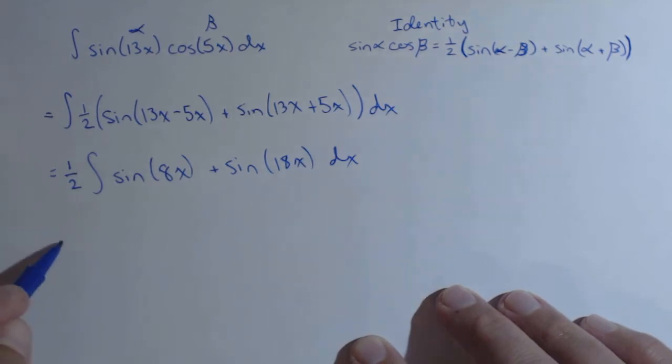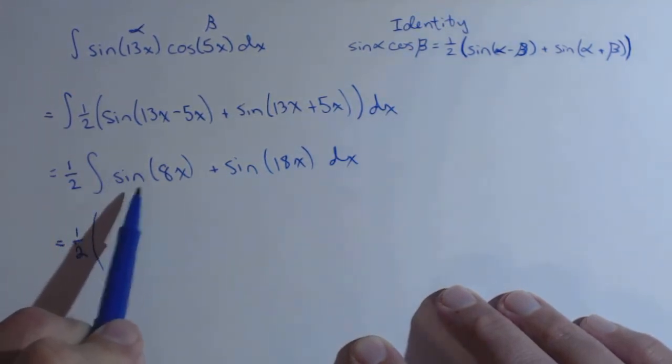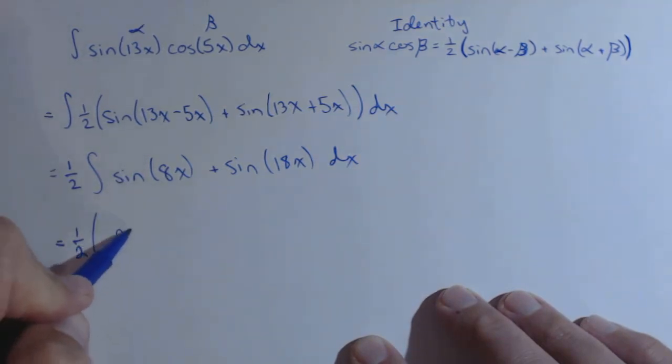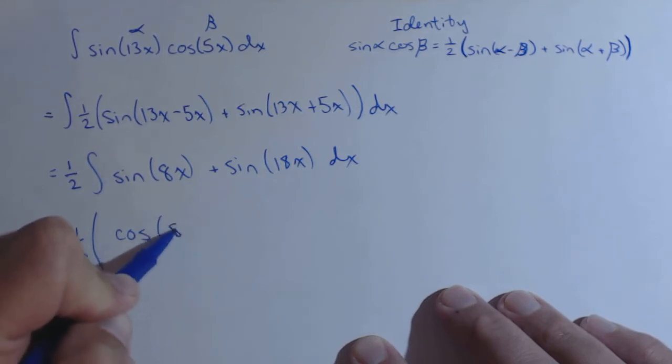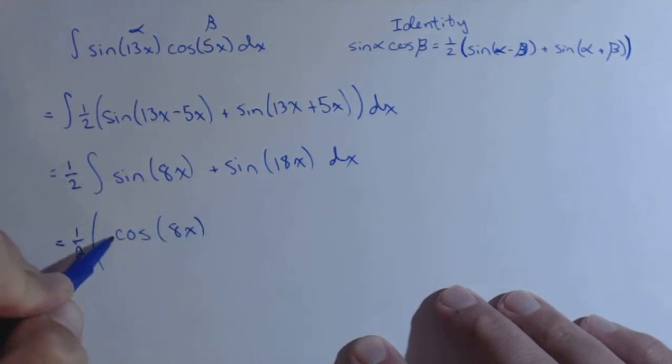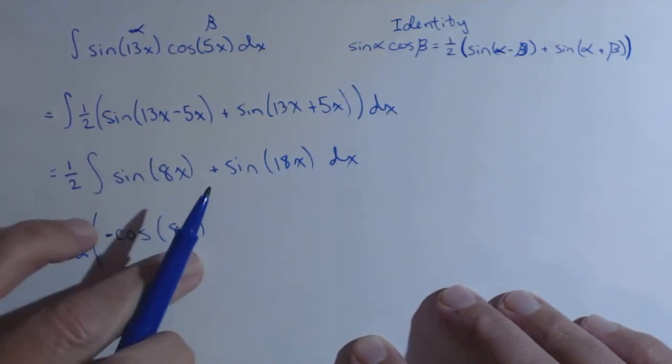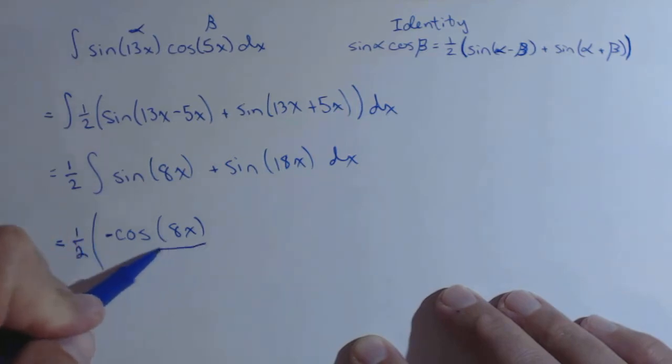I'm going to do this antiderivative piece by piece. I've got the 1/2 out front. This is not a bad antiderivative. The antiderivative of sine is negative cosine of 8x. Now think about it, if we were taking the derivative of this, we'd have a chain rule, we'd have to multiply by 8. So I'm reversing the chain rule, so I've got to divide by 8.